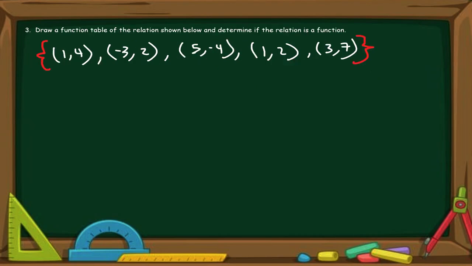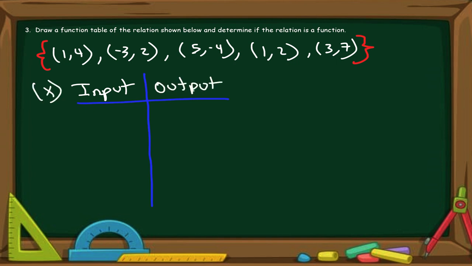Now for this one, what we're going to do is draw a function table of the relation, and then we're going to determine if the relation is a function. So in this table, we're going to list the input values next to the output values. The input values represent the x values, the output values represent the y values. So the input values correspond to the domain, and the output values correspond to the range.